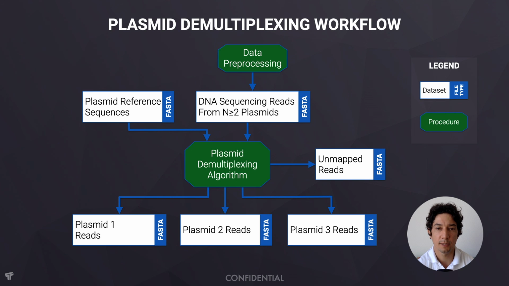And so I'll go through our data pre-processing and plasmid demultiplexing algorithm. And again, in this case, we used 3 plasmids, and we started with plasmid reference sequences for all 3, which is important for our algorithm to work correctly. And the output after demultiplexing is reads that are binned into plasmid 1 reads and plasmid 2 reads, plasmid 3 reads, and unmapped or unclassified reads. And so after these reads are binned, you can do lots of downstream applications that we won't go into today.